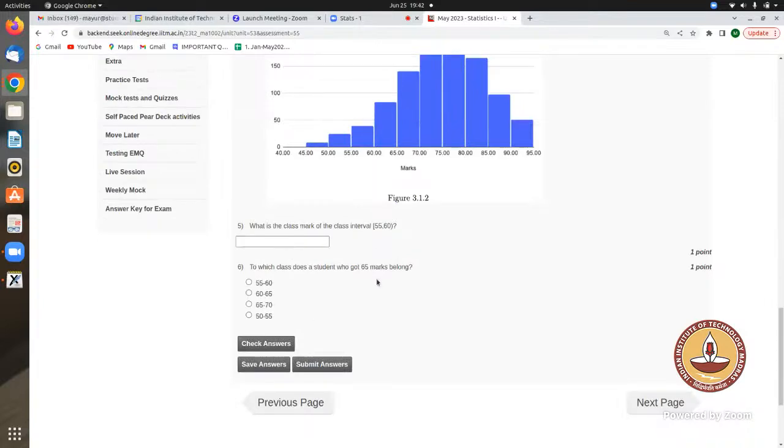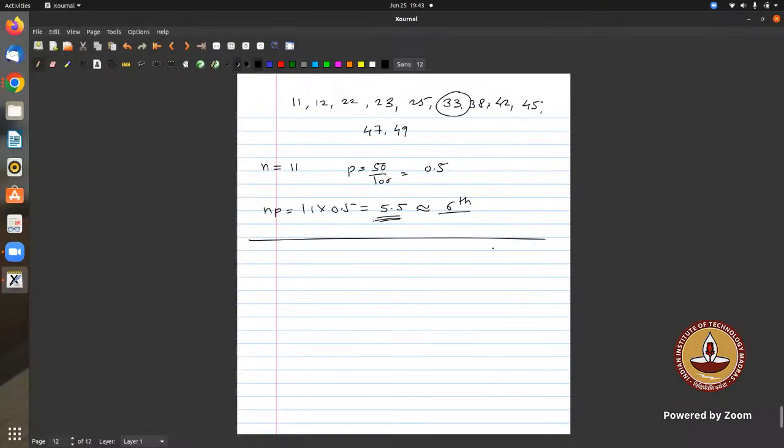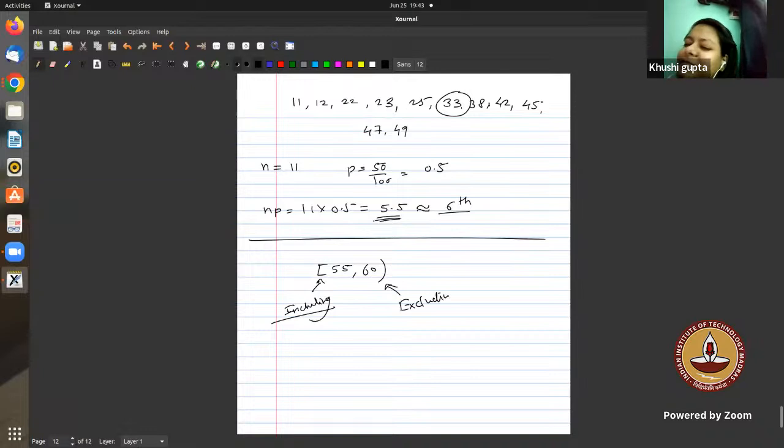So class intervals. This is 45 to 50, then 50 to 55. What does this mean, the close bracket and the open bracket? Close means including that value, and open means excluding that value. So this belongs to 55 to 60, right? The square bracket is including and the open bracket is excluding, right? So including 55.